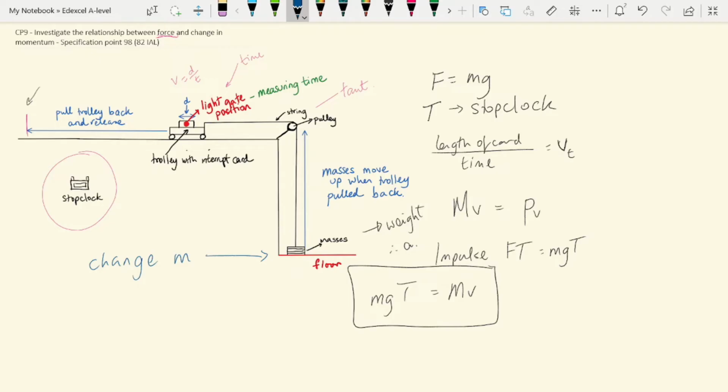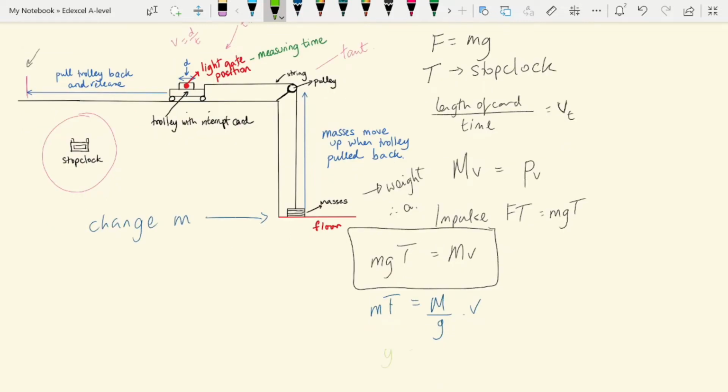If we look again at our relationship over here, we're going to rearrange this so that it's equal to m times t is equal to capital M over g times v. This is in the form y equals mx. So this is what we're going to be changing and measuring. And we're going to be making sure that we can get a straight line through the origin, and from that straight line through the origin, we are going to use the value of g to establish how accurate and valid our experiment is.